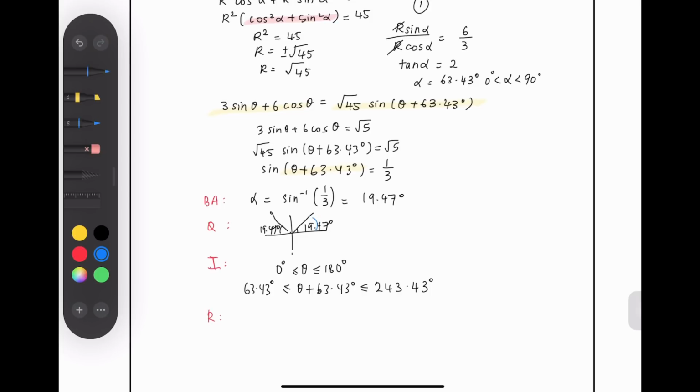Rotation. Okay, so we're going to rotate the first one. Our answer would be theta plus 63.43 equals, the first rotation should be 19.47. But we can see from the interval that we have increased the minimum to 63.43, so we can ignore 19.47. We're going to rotate the second one. The second one is 180 minus 19.47, and the answer is 160.52. So theta equals 97.1 degrees.